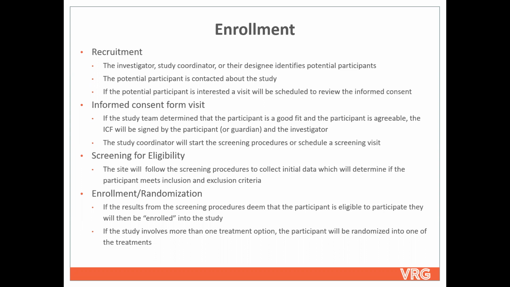If after doing the screening visit, the results show that the participant is eligible to participate in the study, then they will be what we call enrolled into the study. So this is where they will begin the study visits. If this study involves randomization, at this point, then they would be randomized into one of the different treatment arms.